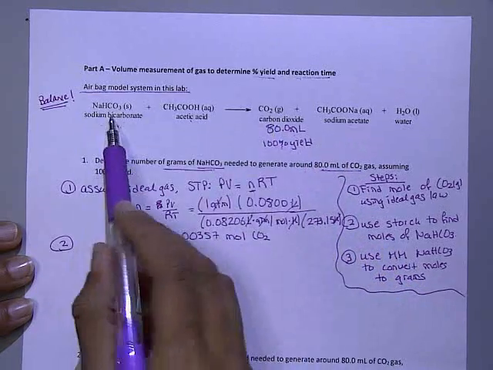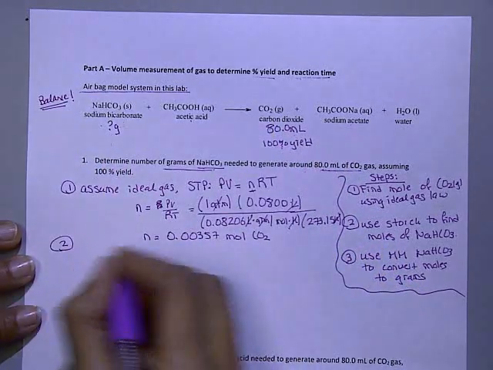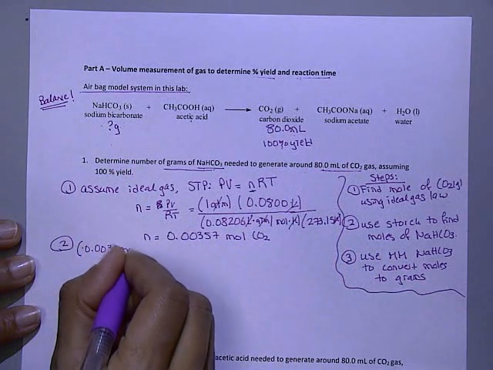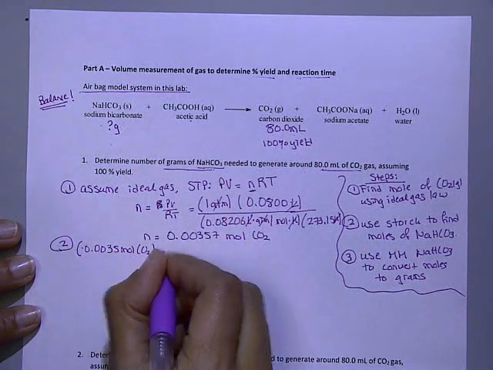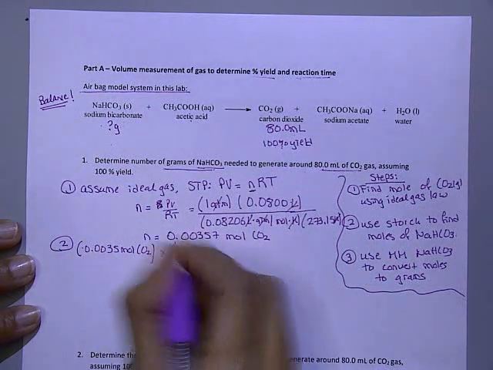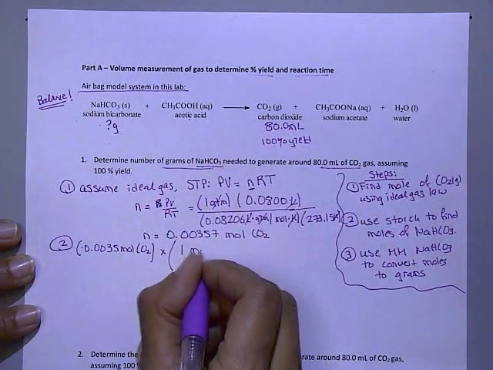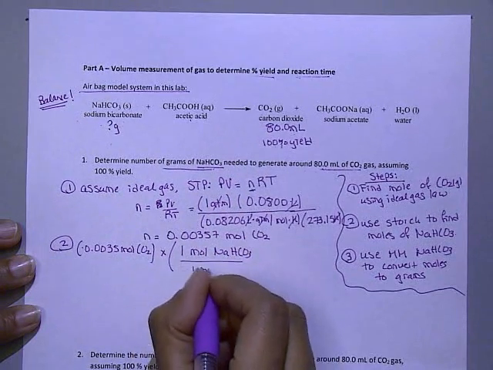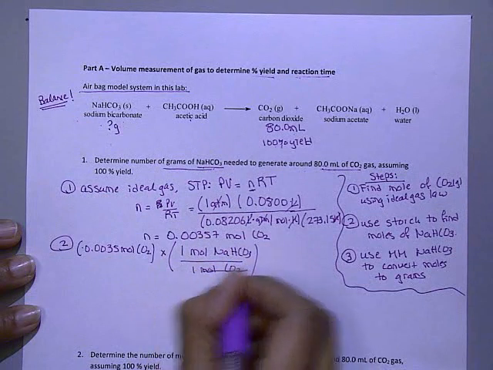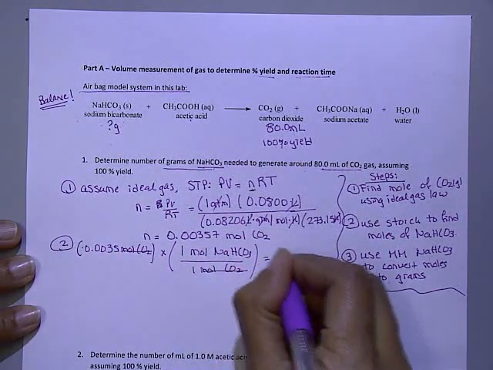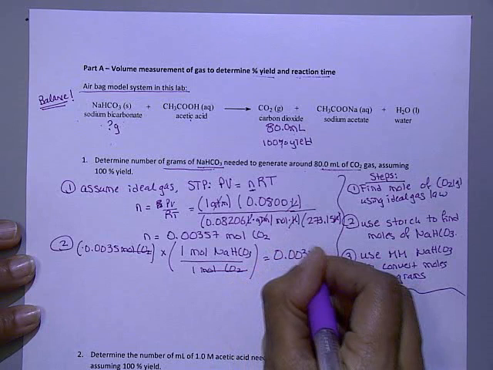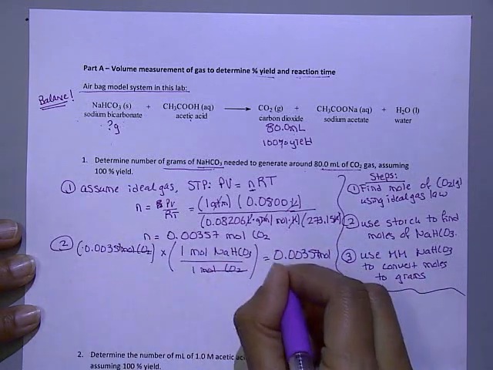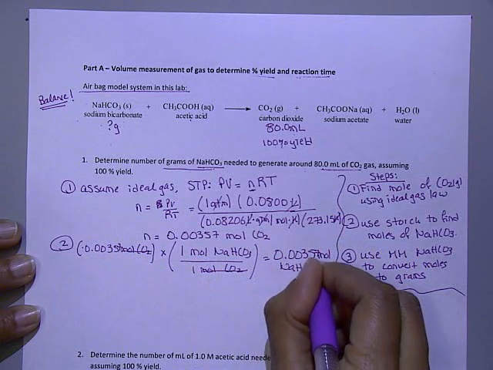So now step 2 says, once I find moles of anything in my chemical reaction, I can actually use stoichiometry to convert it to moles of something else. So let's go ahead and do that step. I have moles of CO2. I'm desiring moles of sodium bicarbonate, and here we have a 1-to-1 ratio, so 1 mole of sodium bicarbonate over 1 mole of CO2. Moles of CO2 cancel out, and we get 0.00357 moles of sodium bicarbonate.